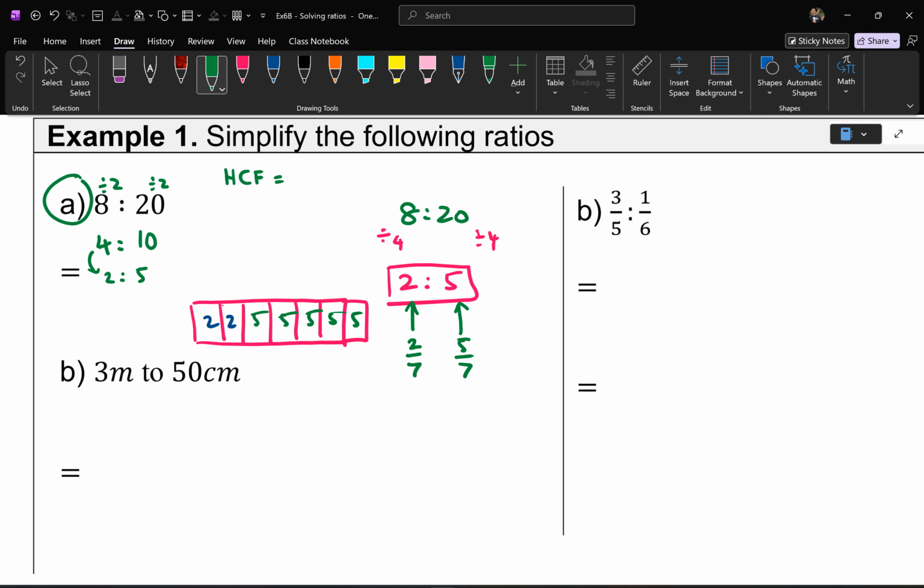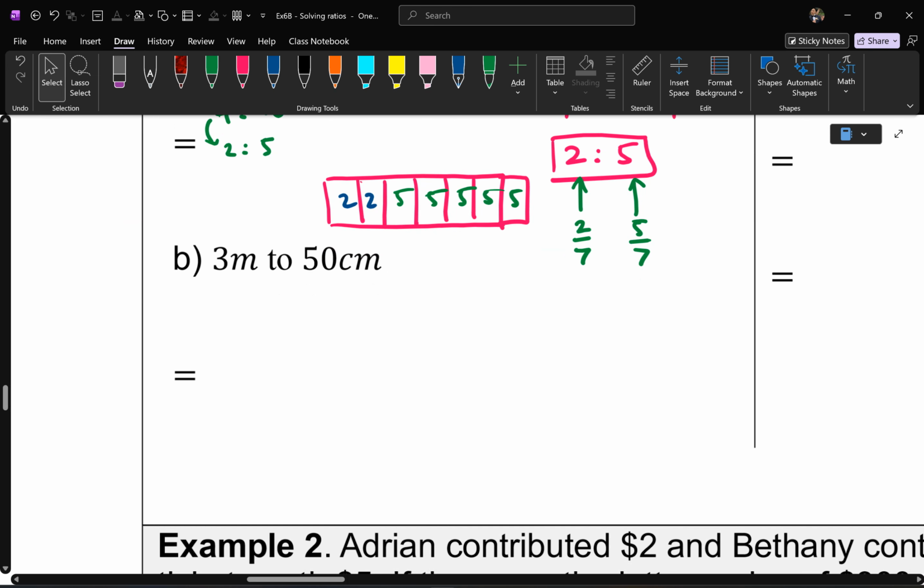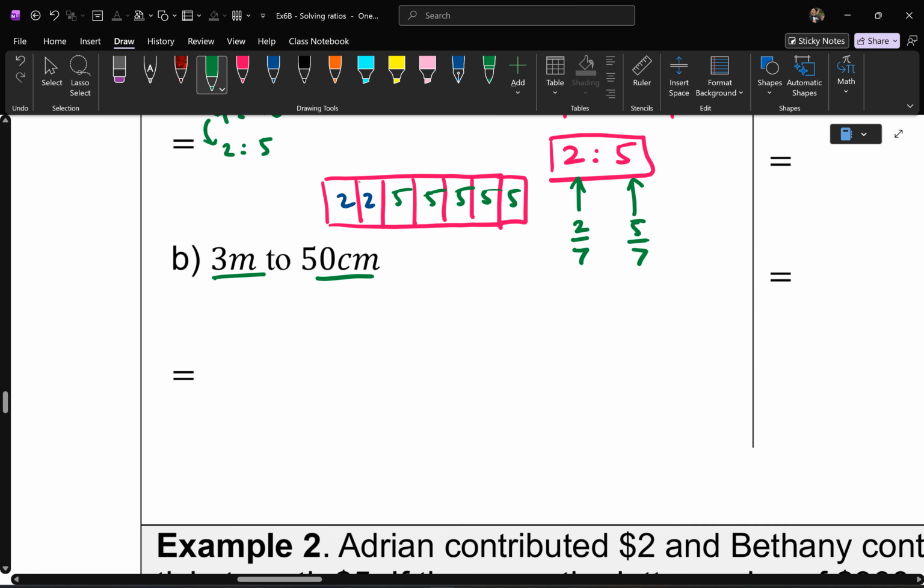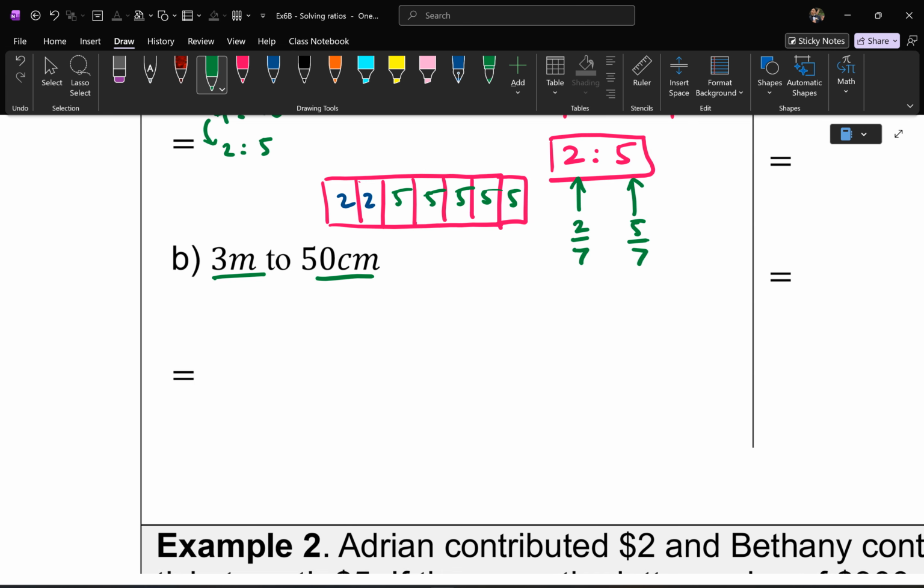Then you move into, say, the second bit, B. Got to be careful of units. The difference is one says 3 meters and one says 50 centimeters. It would be wrong to write 3 to 50 as a ratio. Why?